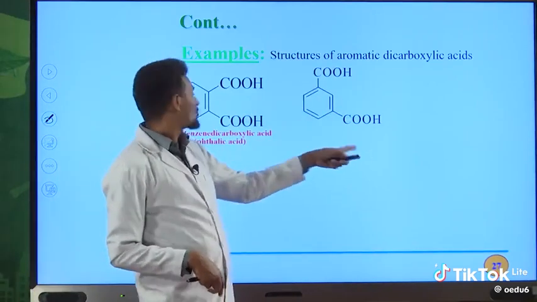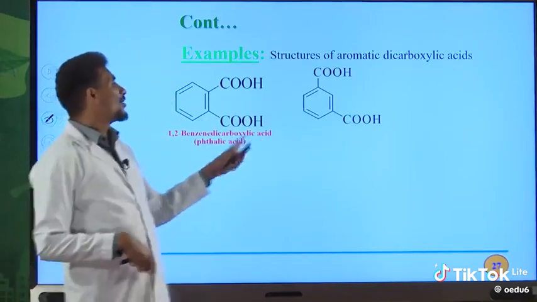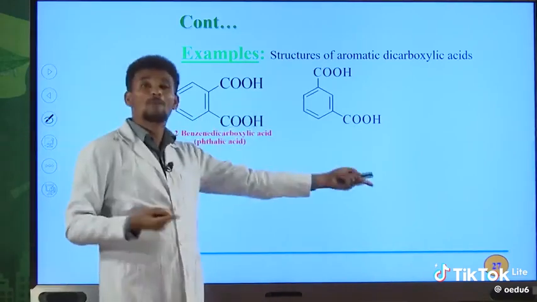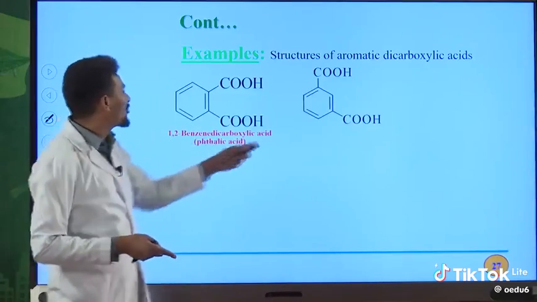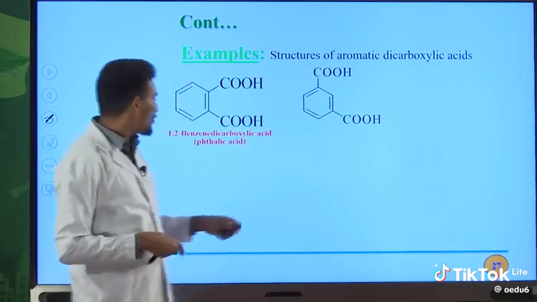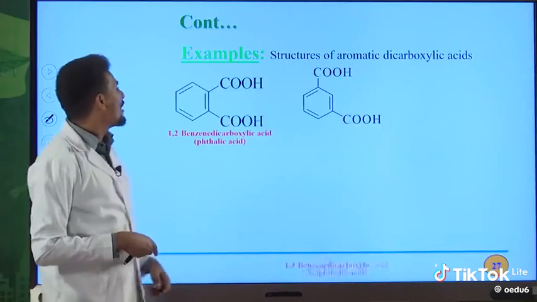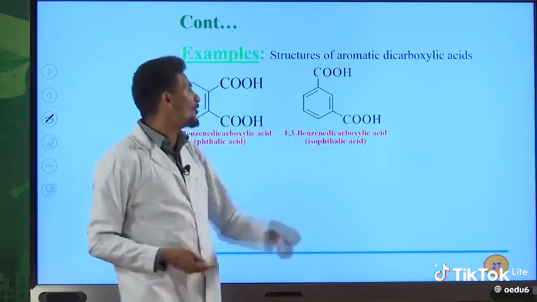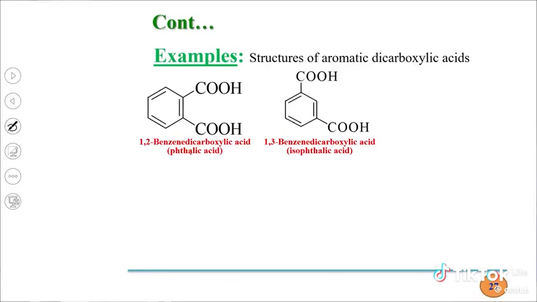1,3 position. So it is similar to this one. The only difference between the two is just indicating the position of the COOH group by numbers. So this is 1,2 position, but in this case it is 1,3 position. Therefore it is 1,3 benzene dicarboxylic acid. Isophthalic acid is the common name for this aromatic dicarboxylic acid.